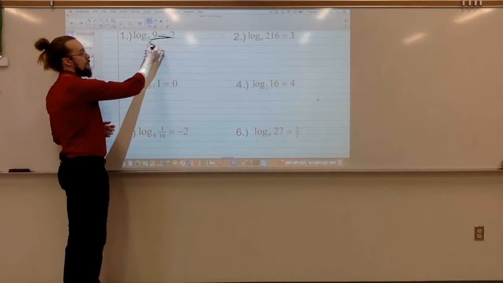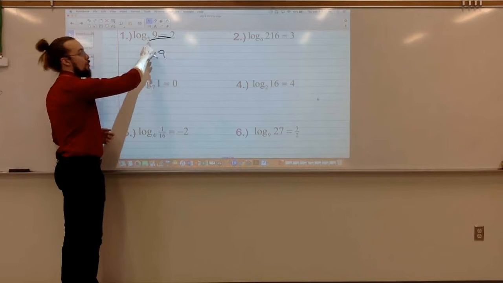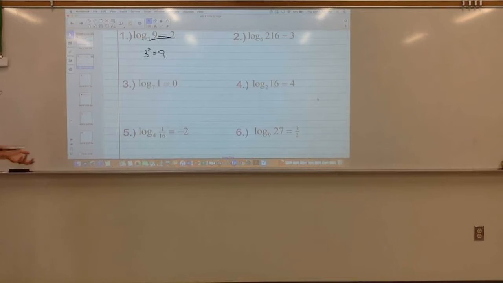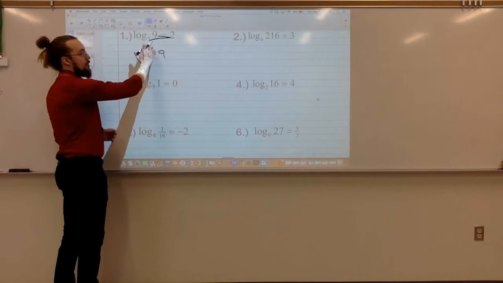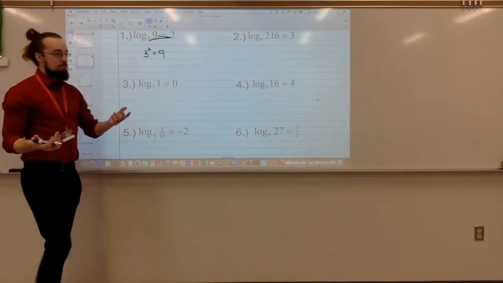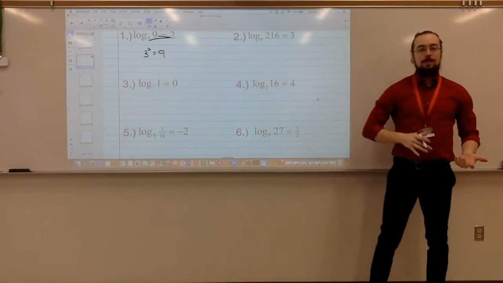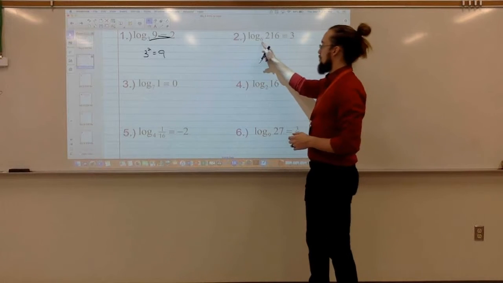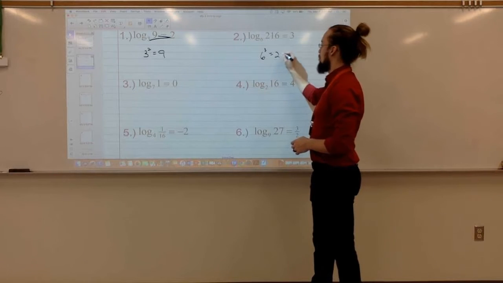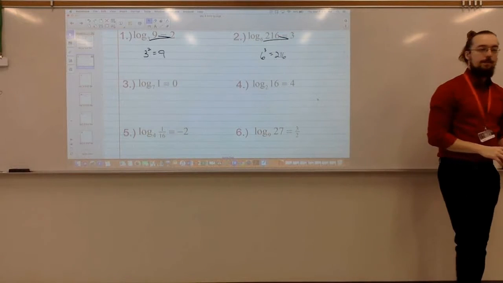Now, one way of remembering this is lazy 7. If we draw this line, it looks like kind of a 7 laying down, a lazy 7. That's one strategy to remember how to convert logs to exponentials. Same idea here in number 2. To rewrite this in exponential form, we would say 6 to the third power equals 216. And we're just making a lazy 7 there.